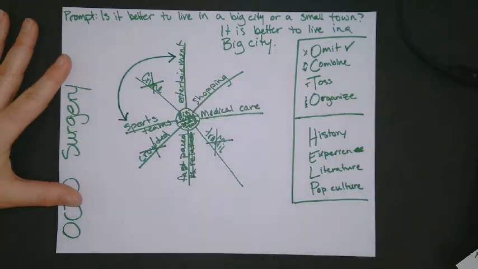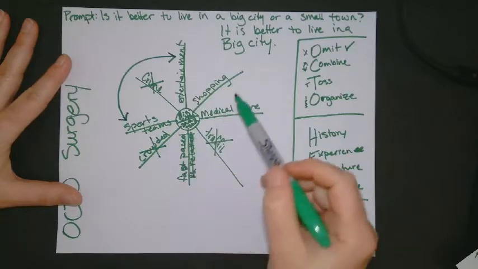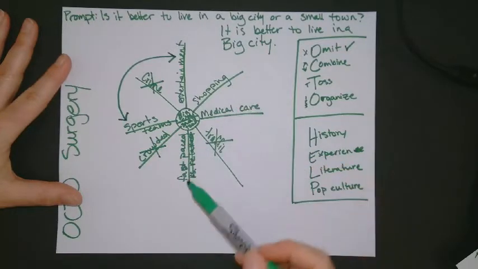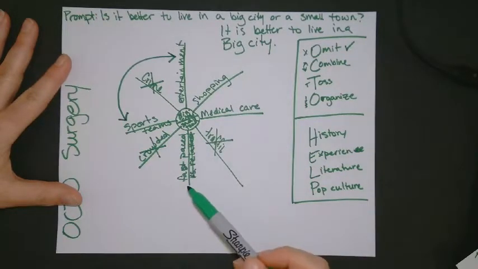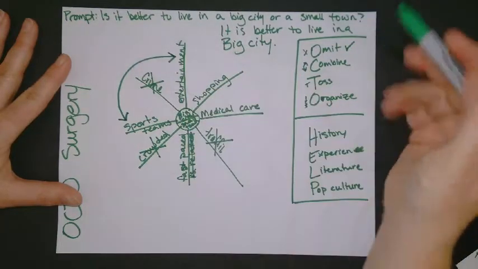So I'm just going to draw this arrow between them. The other ones I think pretty much stand on their own: shopping, medical care, and it's a fast-paced environment. I think I'm going to leave those to stand on their own in this case. So I have omitted and I have combined.